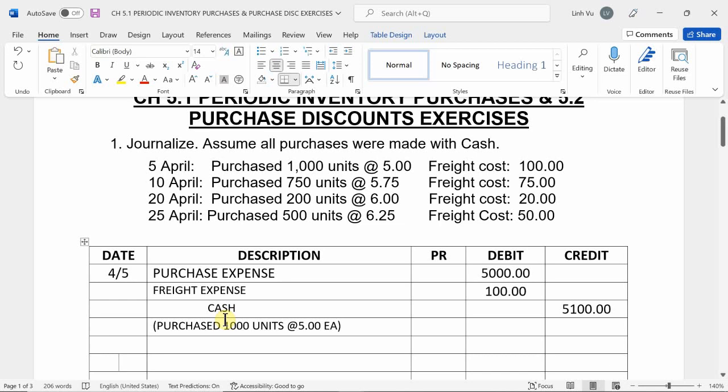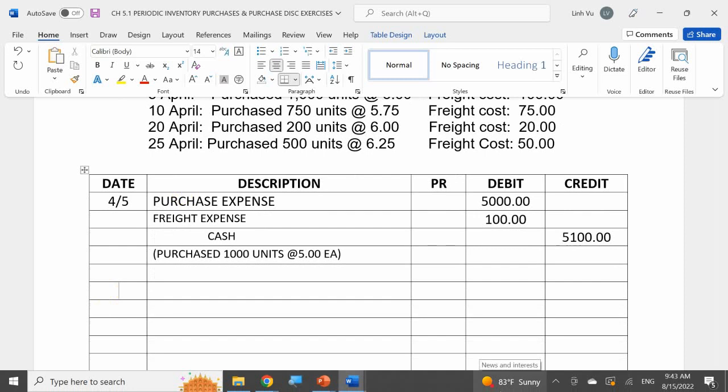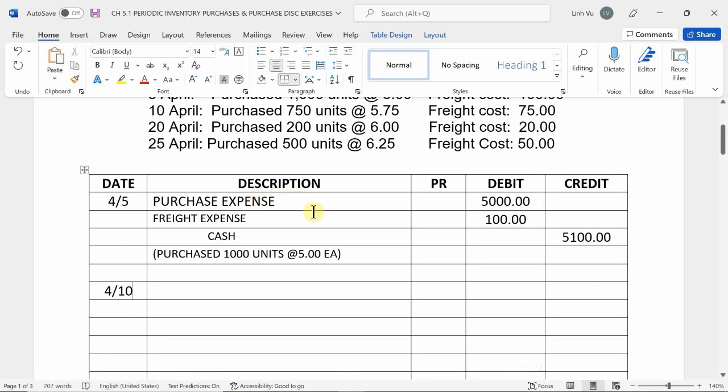So the second one says April 10. We end up purchasing 750 units at $5.75 each with a freight cost of $75. How would you journalize this? Okay, that would be purchase expense. And I believe that's like $431. Okay, let's see. Purchase expense.